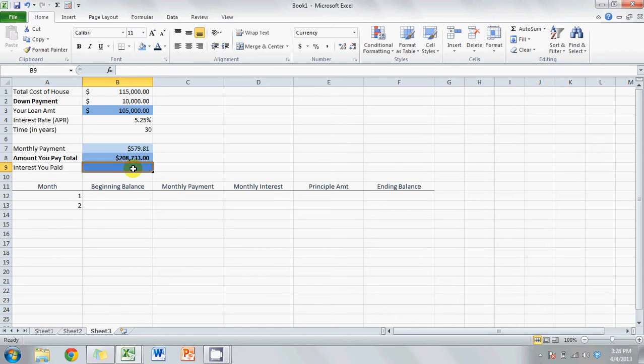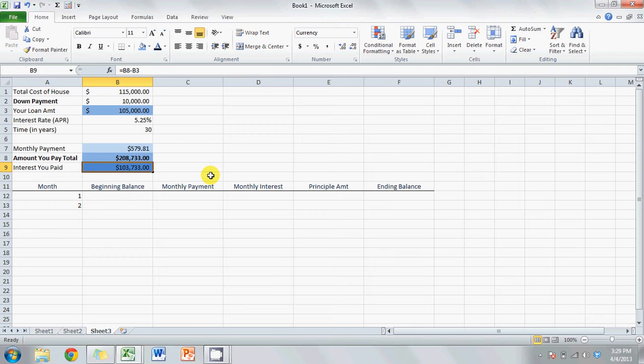So you want to know how much interest you paid after you paid off your house? Hit equals. We're going to take the amount we paid total, and subtract the original amount of the loan that I took out. Hit enter. And I paid $103,000 in interest at the end of that 30 years, which is almost as much as what I took the loan out for to pay off the house. So you're literally paying almost 100% in interest if you stick with the loan for 30 years.